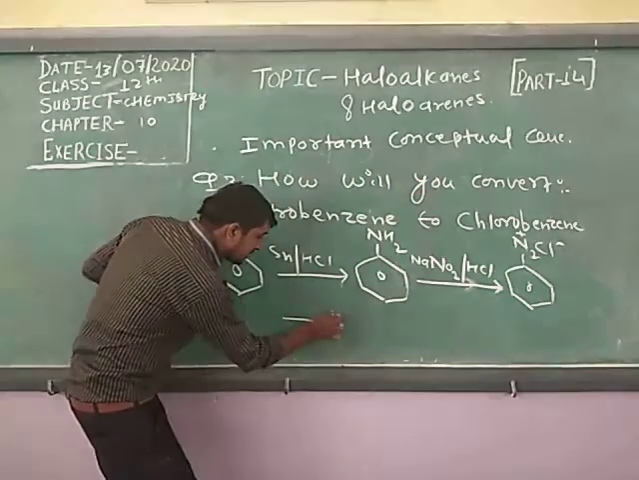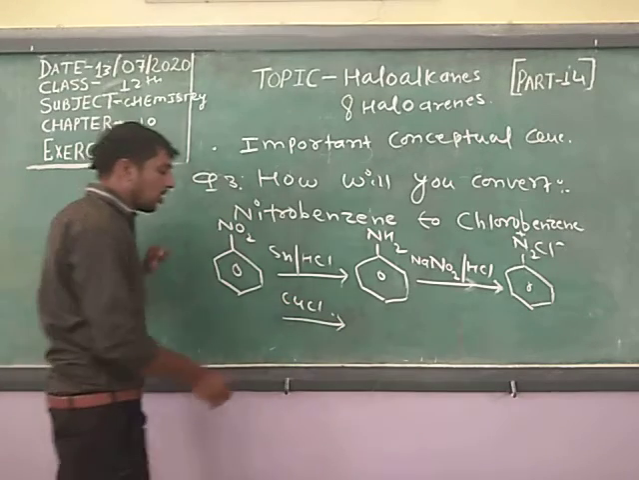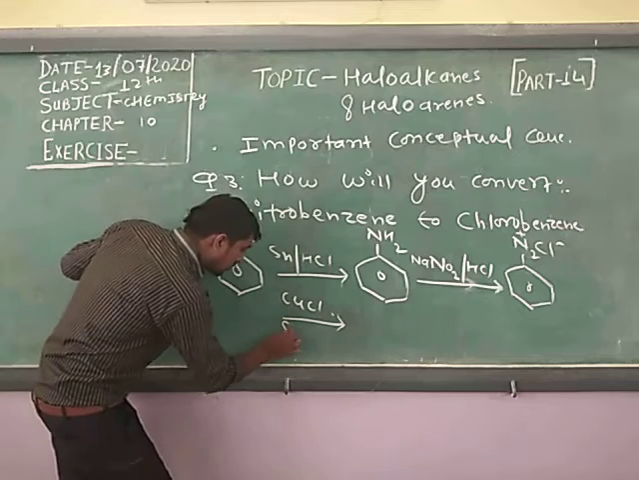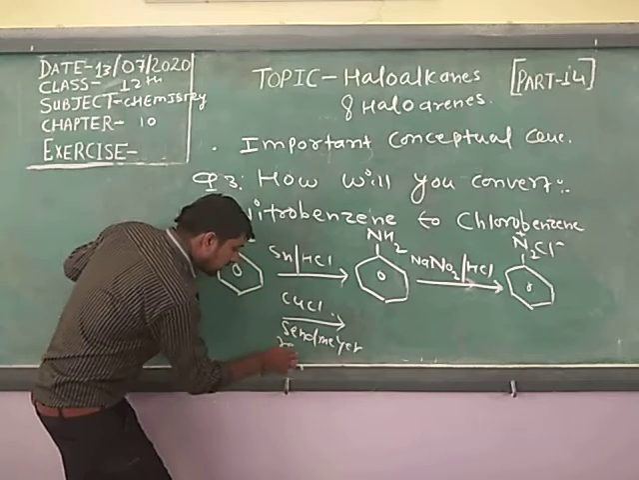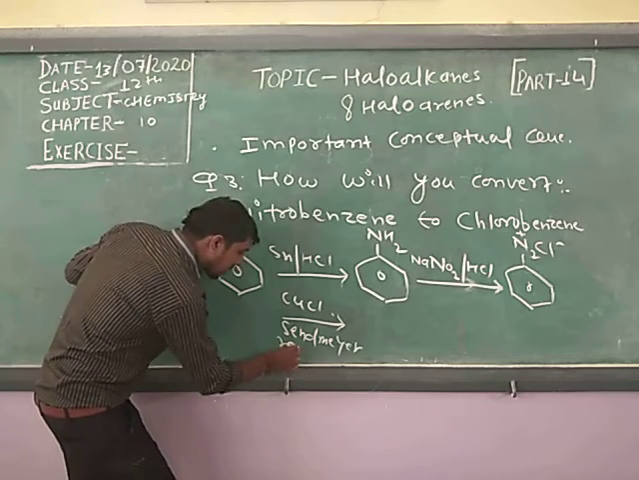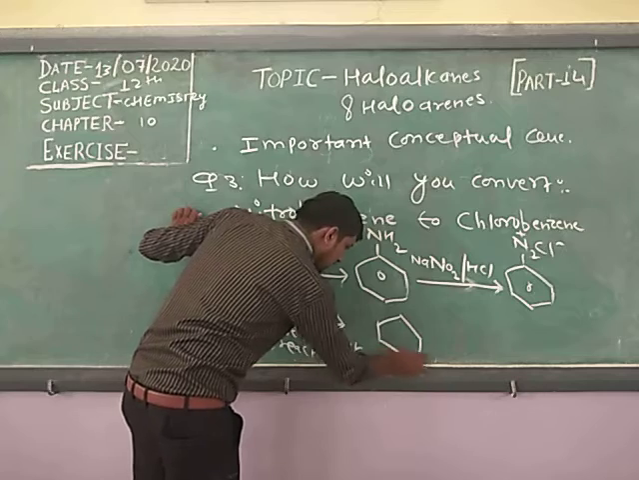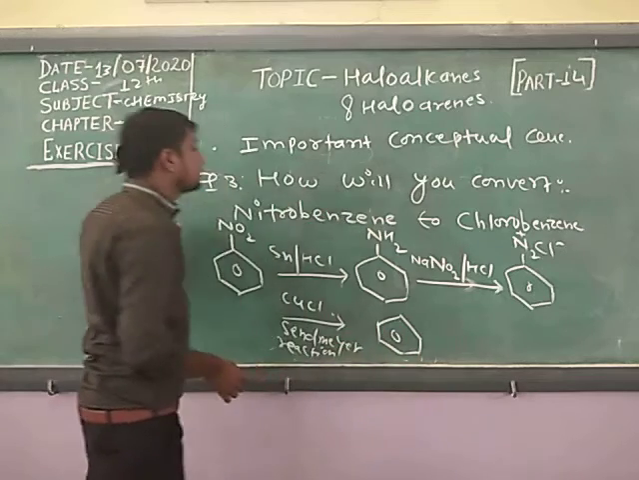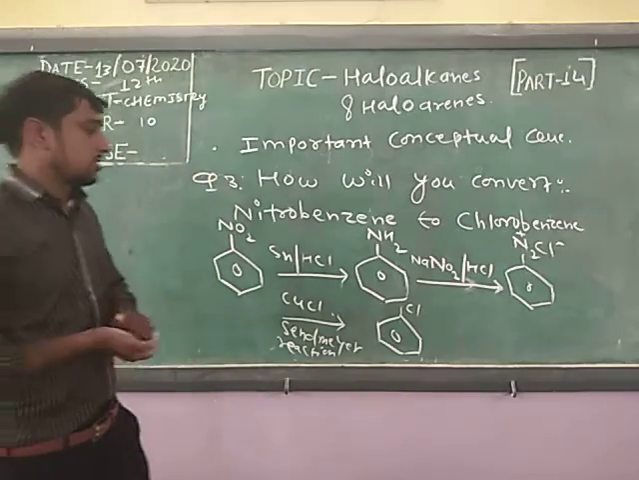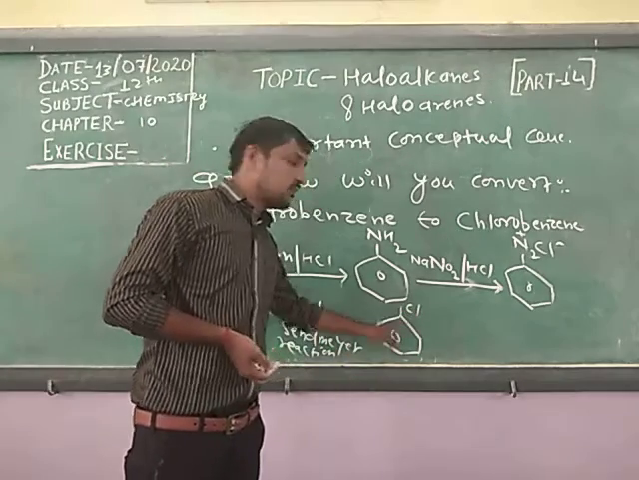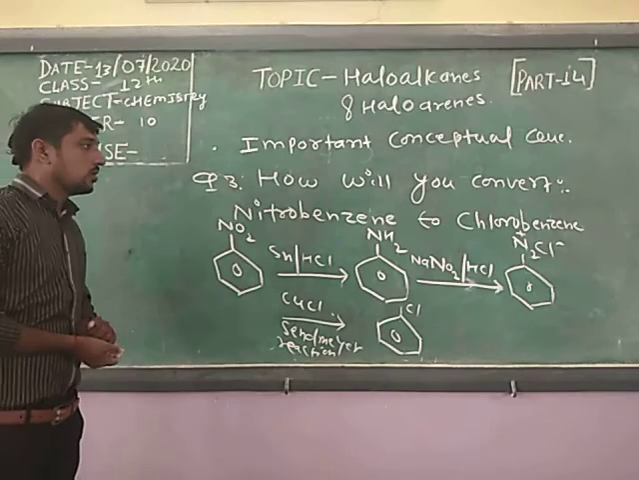Then the benzene diazonium chloride reacts in the presence of copper chloride. This is also called the Sandmeyer reaction. Then it converts into what we want, chlorobenzene: benzene and the chlorine joined with this bond. So this is the conversion of nitrobenzene to chlorobenzene.